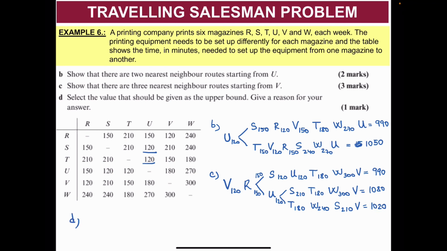And then finally, selecting the value that should be given as the upper bound. Remember, it must be the lowest value possible. So in this case, the upper bound would be 990 because it's the lowest value. Give a reason for your answer. So because it's the lowest value. And you can also mention because it guarantees that it narrows the interval of the optimal solutions the best.